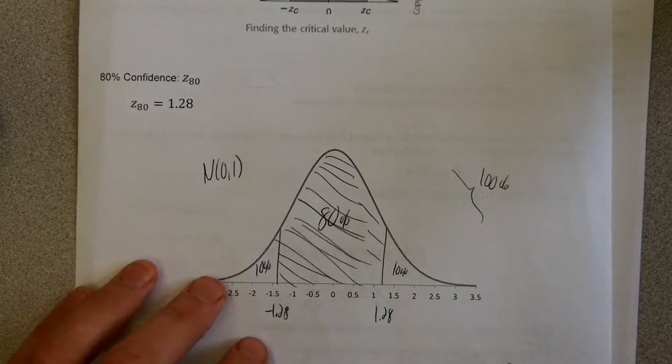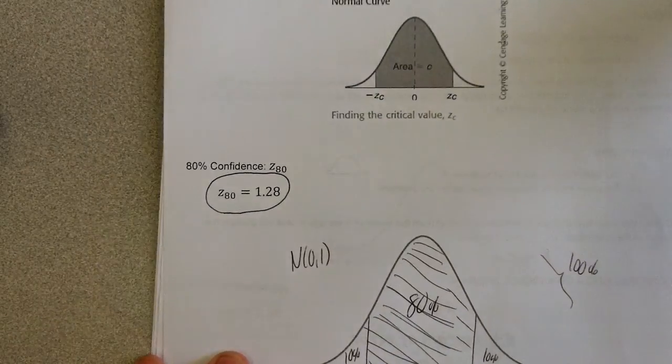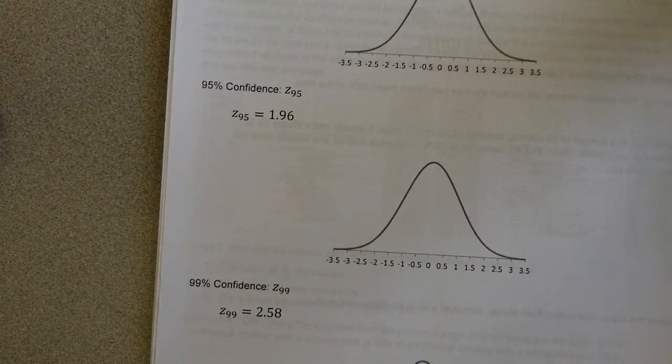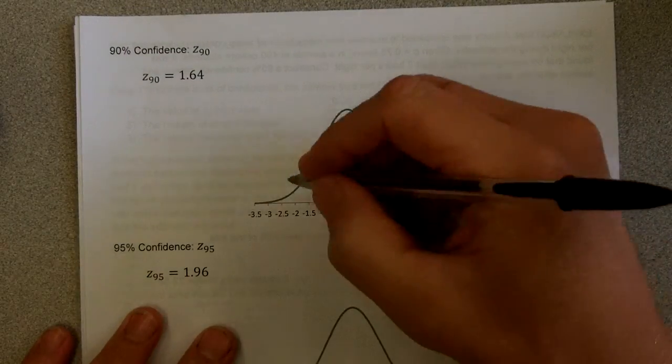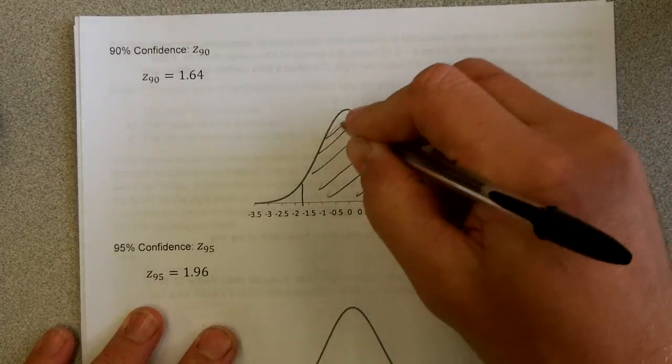But keep in mind, when dealing with a z-score, the z sub c for an 80% confidence interval would always be 1.28. Okay, so moving on. To find the 90% confidence interval, again, you would now shade roughly the middle 90% of the bell-shaped curve.